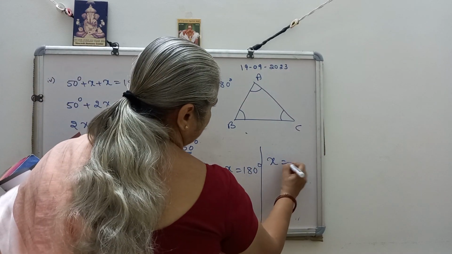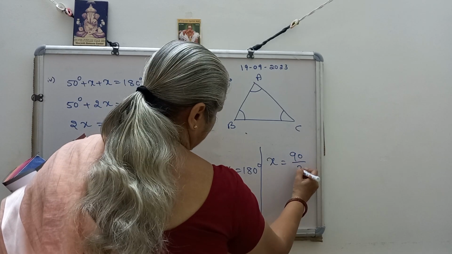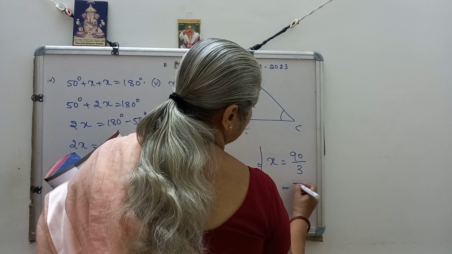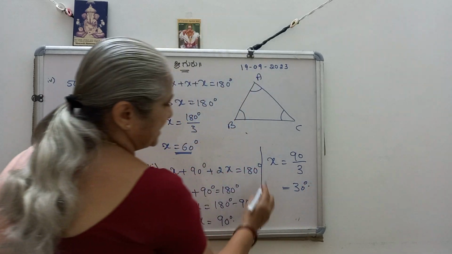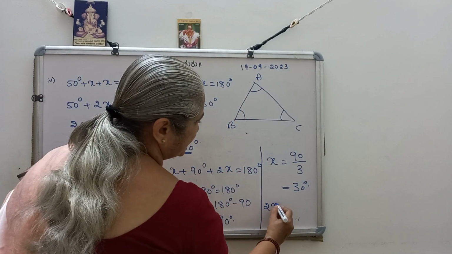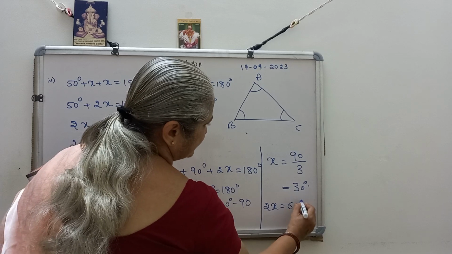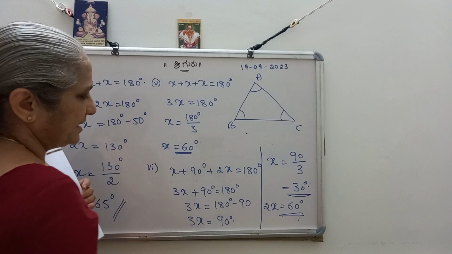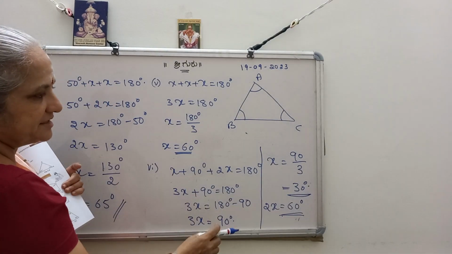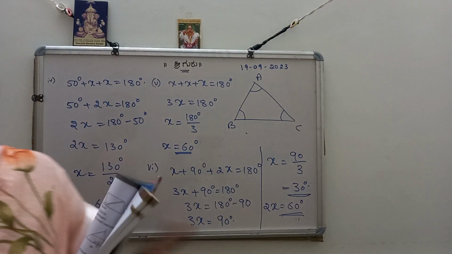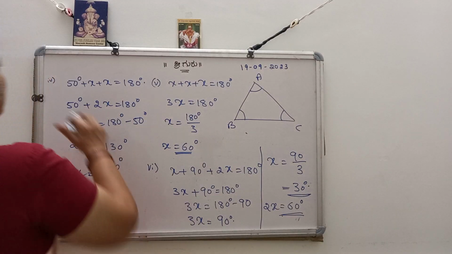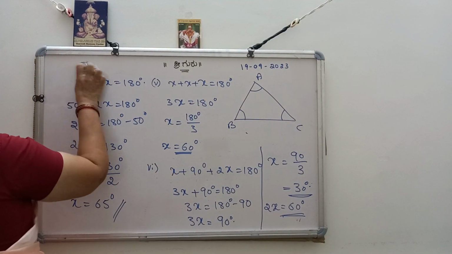And x is equal to 90 divided by 3. This is equal to 30 degrees. Therefore, one angle is 30 degrees and 2x is equal to 60 degrees. Therefore, the angles of a triangle are 30 degrees, 60 degrees and 90 degrees. Now the second main. There, in the second main, some properties of triangle are used.